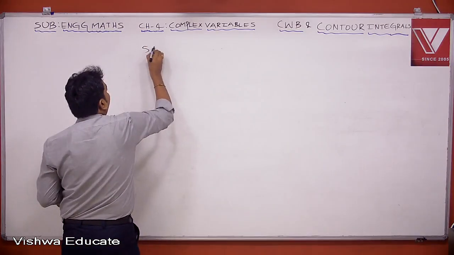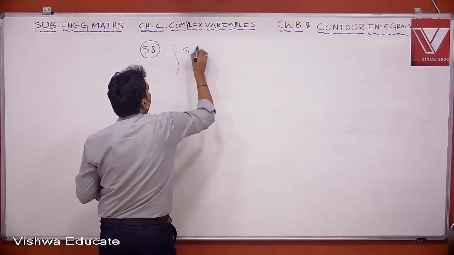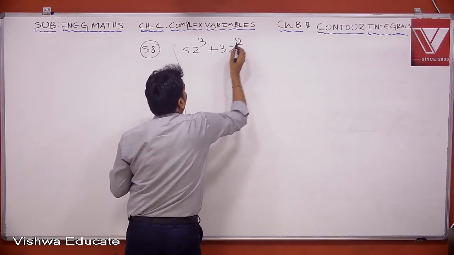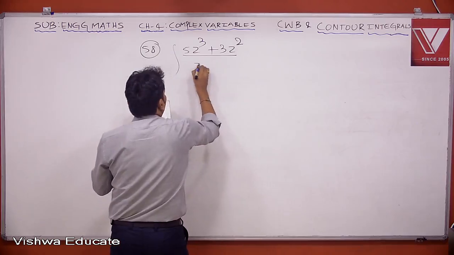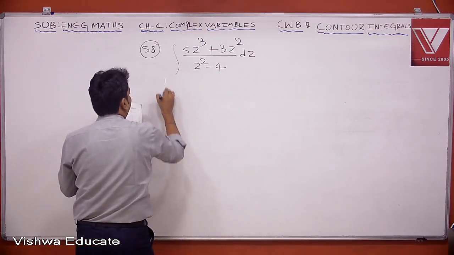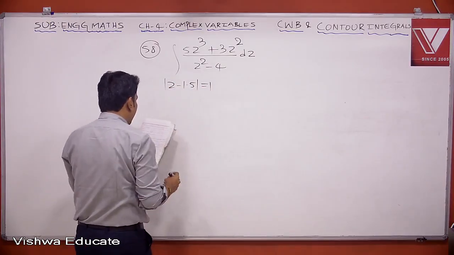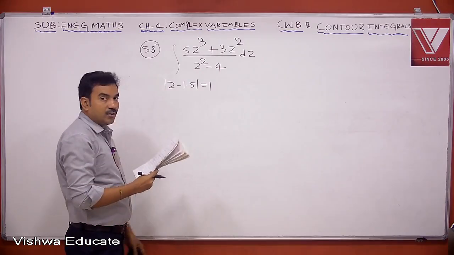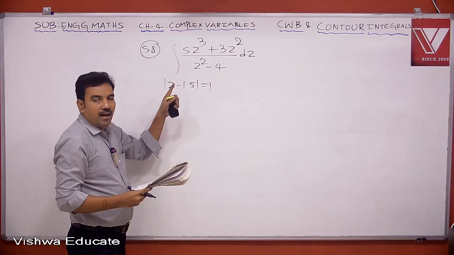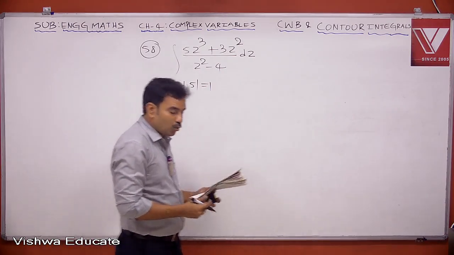Question number 58. The absolute value of the integral of (5z cube plus 3z square) divided by (z square minus 4) dz over the circle modulus of z minus 1.5 equal to 1 in the complex plane, up to 2 decimal places. So we need to find this contour integral and apply the modulus sign. Absolute value means modulus, up to 2 decimal places.